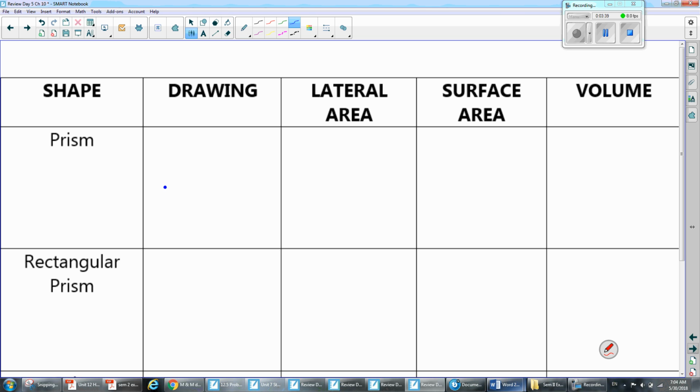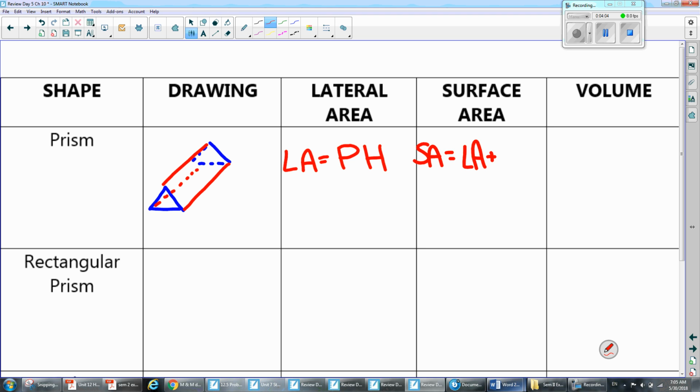So if I have a prism, I'm going to go ahead and sketch out a picture of that. Okay, those triangles are my two bases. So here I have a triangular prism. In order to find the lateral area, I have to take the perimeter of the base times the height of the whole prism. Surface area then is when I take the lateral area. Since there's two triangles, I have to add in two base areas. And when I look for the volume, I take the area of the base times the height.